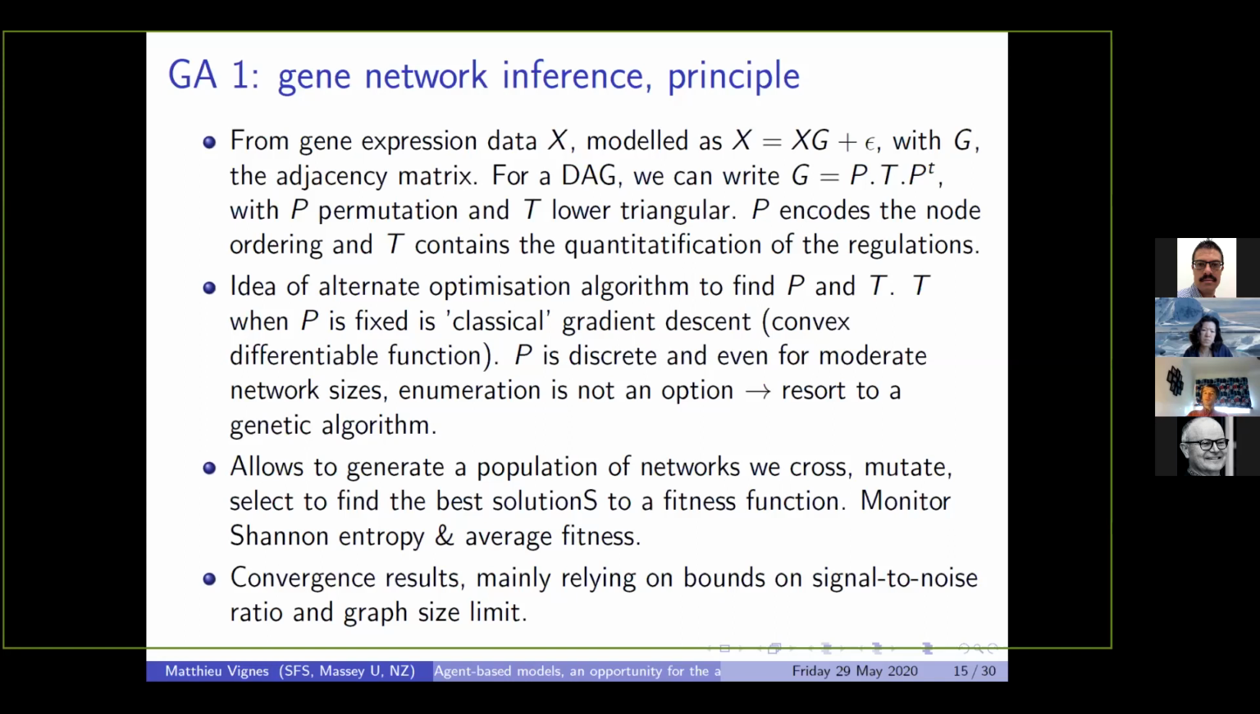That means you have a population of networks and we cross them. Each time in these populations, we pick 2 parents, we cross them to create a child. We mutate them to do random exploration, and we select the best solutions through a fitness function. So yes, I insist we have several solutions at each step of the algorithm, and we don't try to find the best solution overall. We keep a population of several solutions, and we do some kind of an average of the best solutions towards the end. And yes, we know how to monitor the convergence of the algorithm.